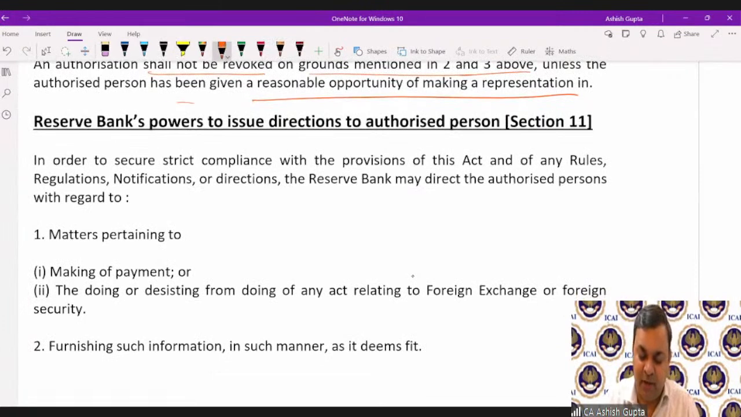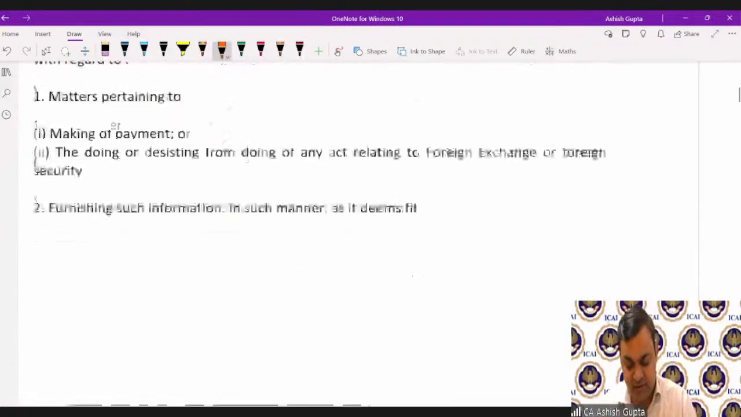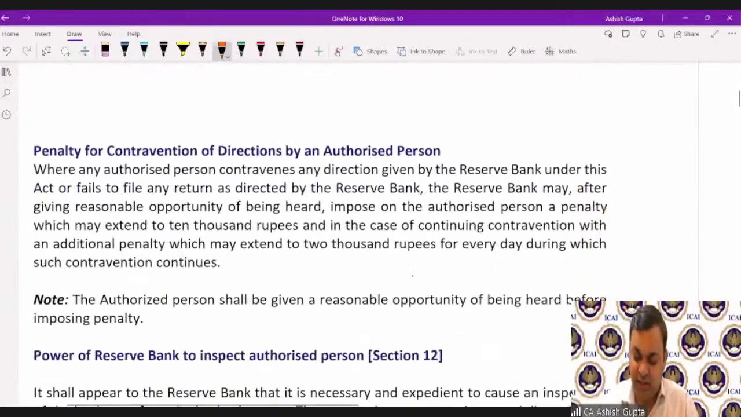Okay, RBI power to issue direction. RBI can issue directions, making of payment or desisting, furnishing, or in case of contravention, right, there is a penalty. That penalty you need to remember in case of Section 10. If the examiner asks anything about the authorized person, any short note on the authorized person, necessarily you need to mention that penalty part, and the penalty part is the simplest part.